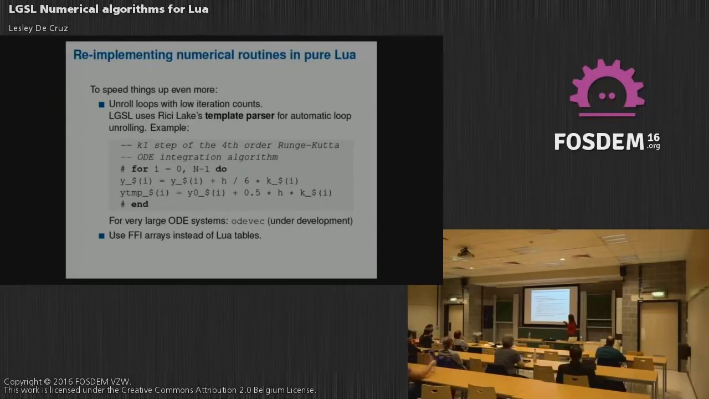The way to do this is to first do a pass over a template. The templates here are indicated with the hashes in front and also with the dollar signs. Unroll the loop first and only then include the code. This only works for very small numbers of dimensions. If you have a very large ODE system, you should use ODE-VEC, which is also still under development. And a final tip, of course, is to use FFI arrays instead of Lua tables to speed things up even more.